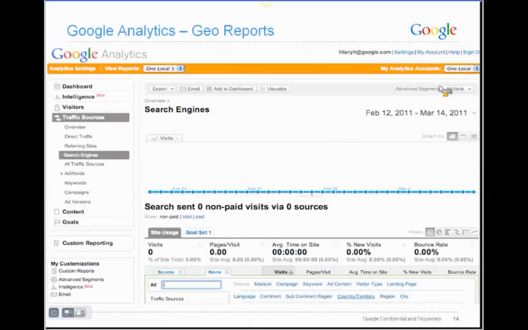1. Click on Traffic Sources. 2. Select Search Engines. 3. Select non-paid traffic. This is also known as organic traffic. 4. Click in the drop-down menu. And 5. Select country or territory. You can then export this report and identify countries that you're receiving traffic from.